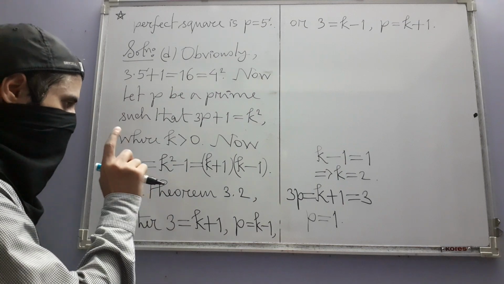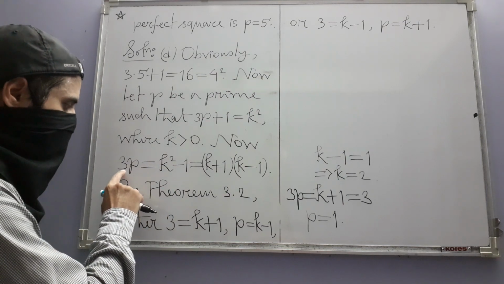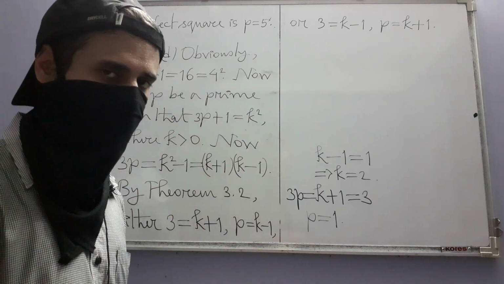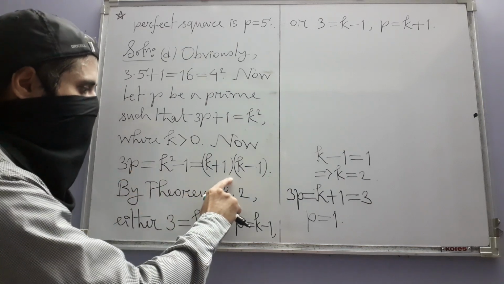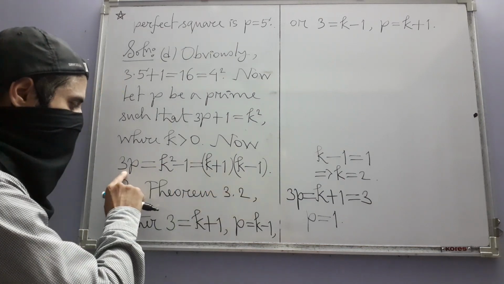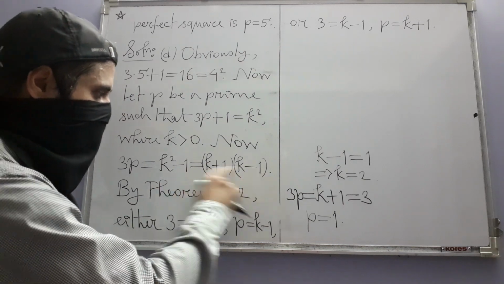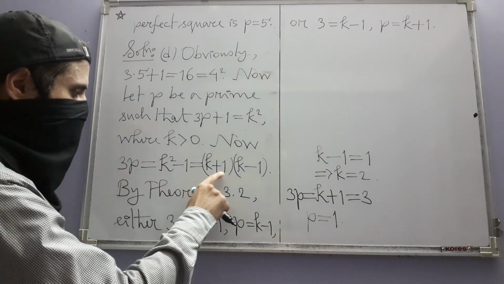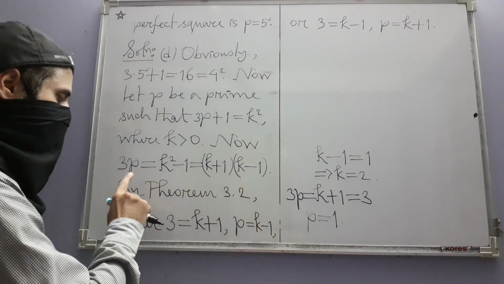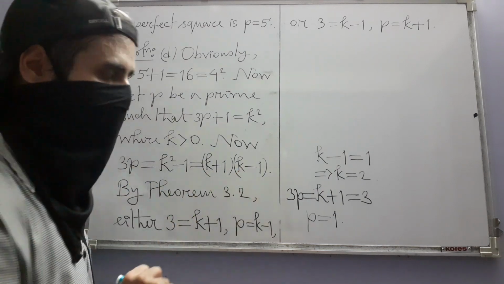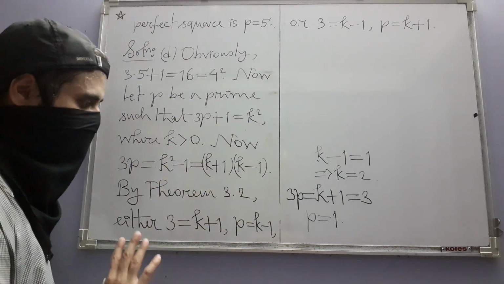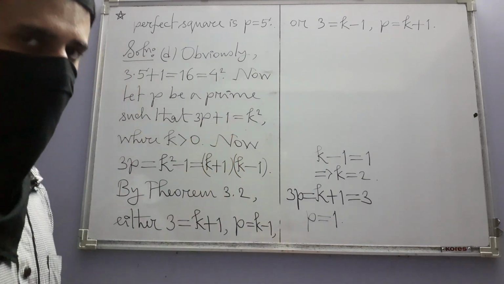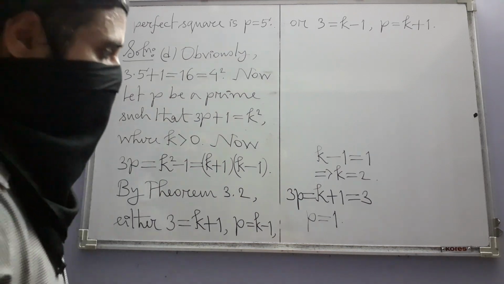But then do not forget that since 3p is equal to this, 3 has to divide this product. At the same time, p also has to divide this product, and being primes, they will divide at least one of these two things. That is, either 3 divides k plus 1 or k minus 1, and p divides k plus 1 or k minus 1. So going through all those things, taking everything into consideration, you will see that either this is true or that is true. Okay, so I am just skipping some steps.